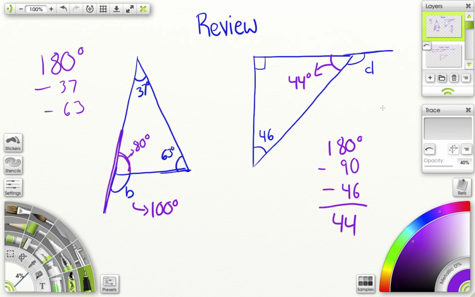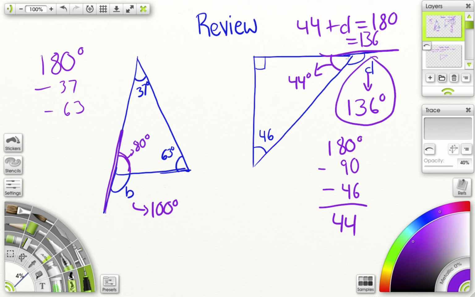How can I find what D is? Well, 44 degrees, this is a straight line, plus D must equal, 44 plus D must equal 180, because a straight line is 180 degrees. So what can I do? I take 180 minus 44, that gives me 136. So therefore, D is equal to 136 degrees. And there you are.